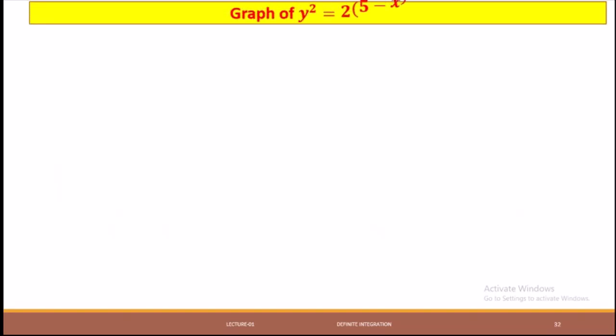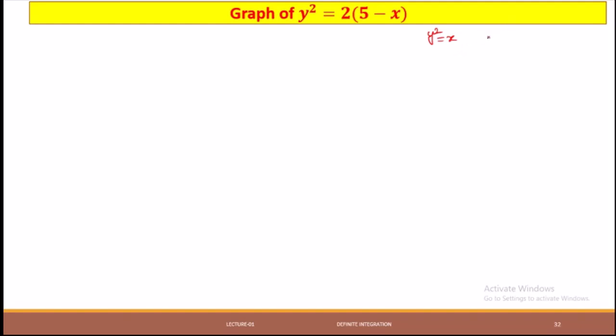Here is our next example. You are asked to sketch the graph of y square is equal to 2 into 5 minus x. Here we will sketch it in 4 steps. First we will consider the graph of y square is equal to x.